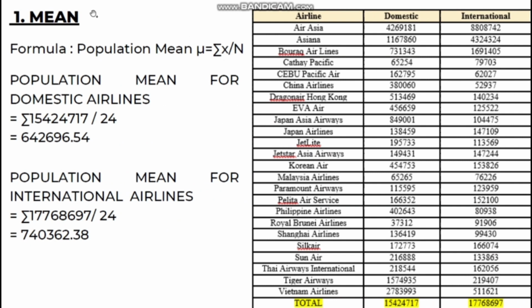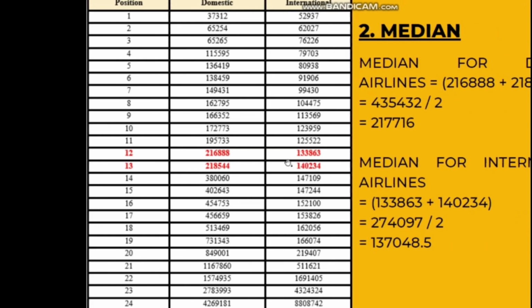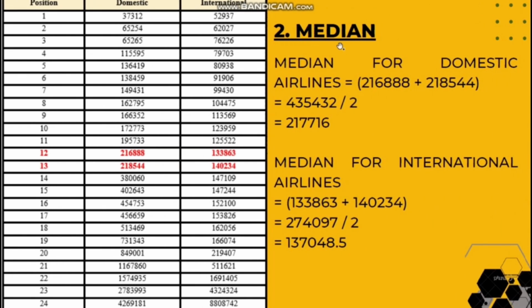First, the mean. We use the population mean formula, which is the sum of all data values divided by the sample size. For the data given, after using the formula, we got the mean of 642,696.54 for domestic airlines, while for international airlines, we got 740,362.38.